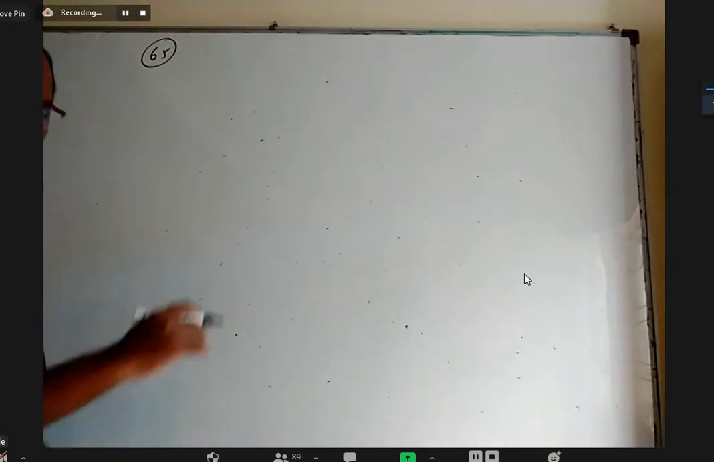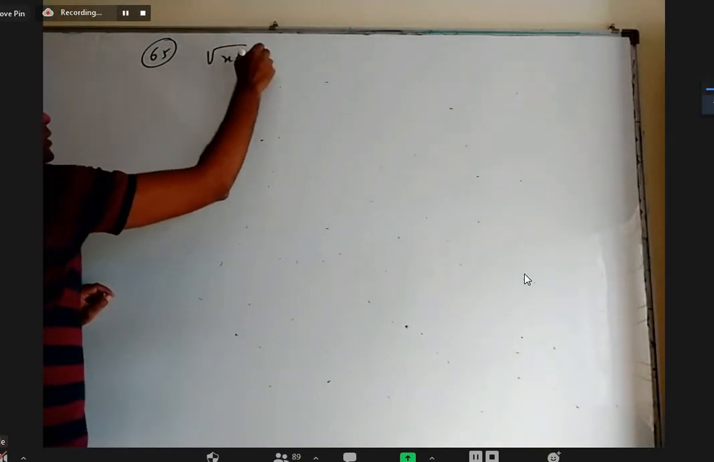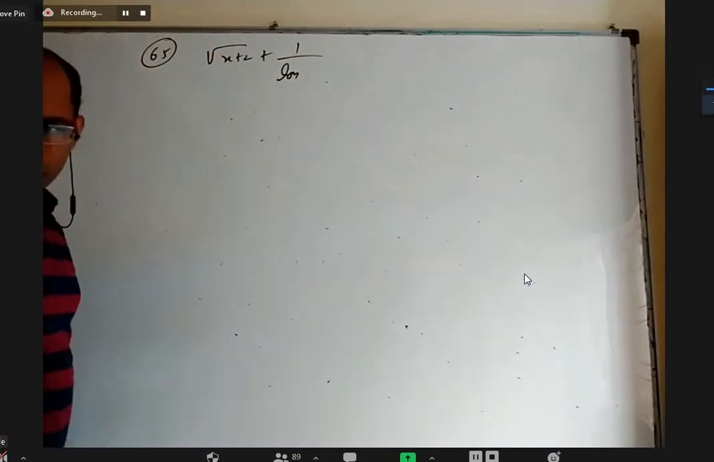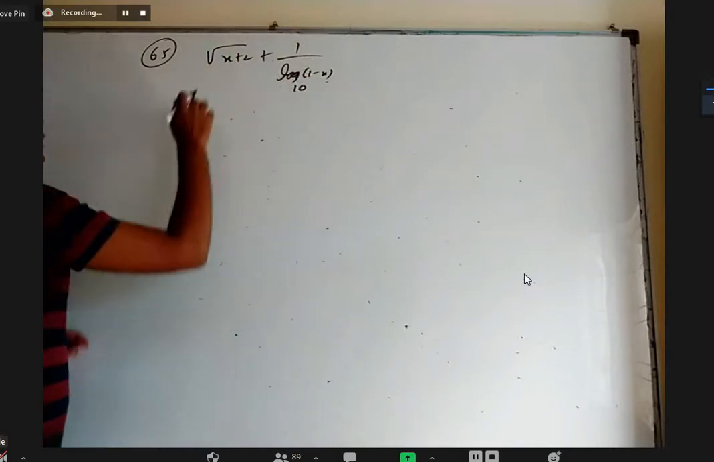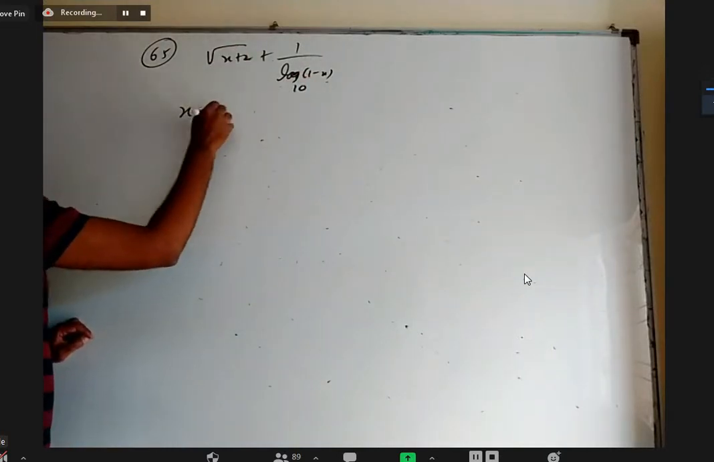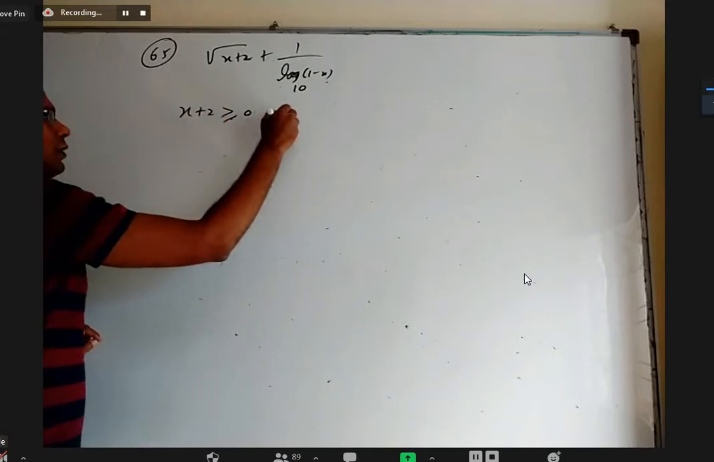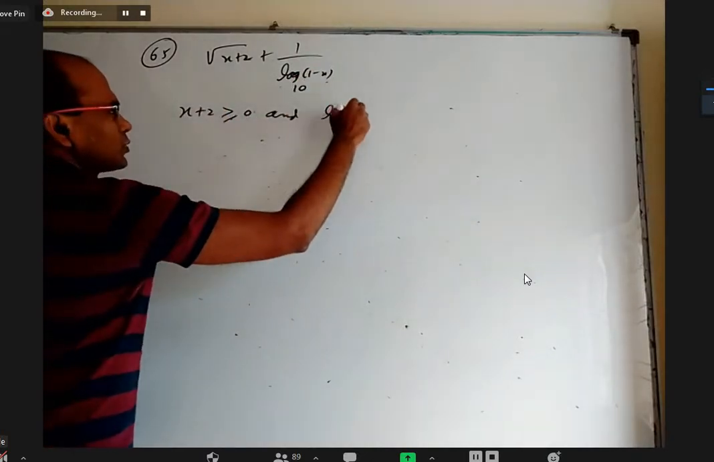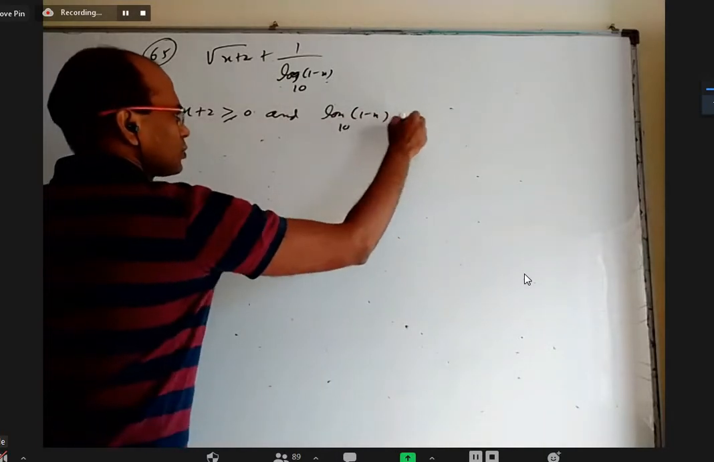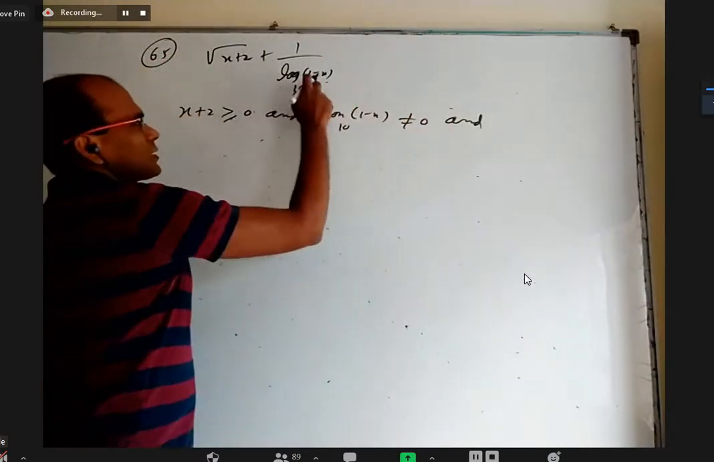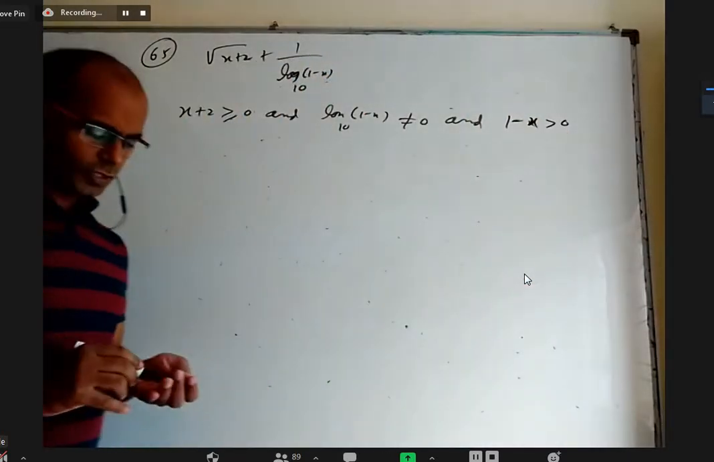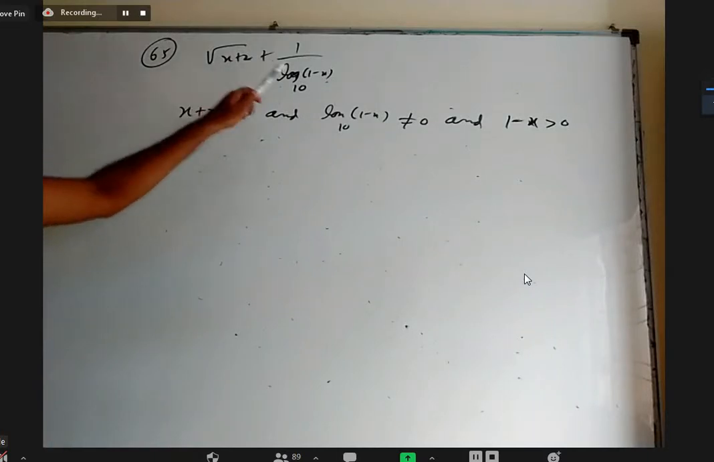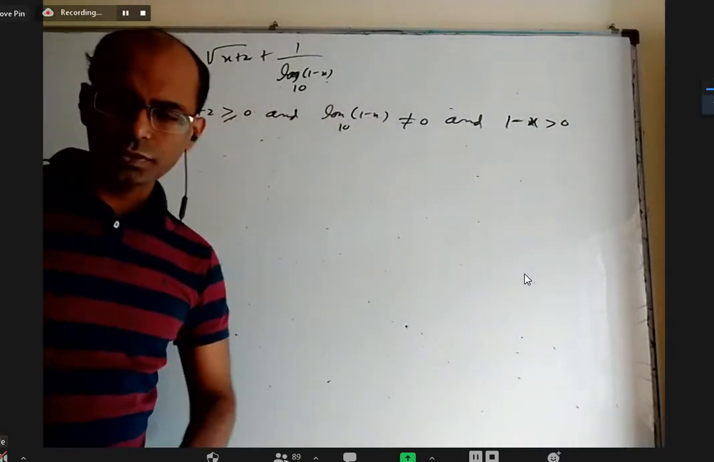Okay, 65, we have somehow two things. So we have to find the domain of each and then find the intersection. So root of (x plus 2) plus 1 by log of (1 minus x) base 10. For this root to be defined, x plus 2 should be greater than or equal to 0. And for this, the denominator should not be 0. Log of (1 minus x) base 10 should not be 0. And what is inside the log should be positive. So three things I need to check. Something under the root greater than or equal to 0. Something in the denominator should not be 0. Something inside the log should be greater than 0.